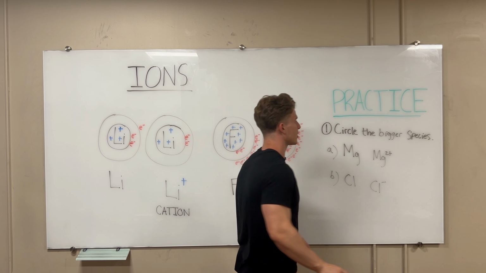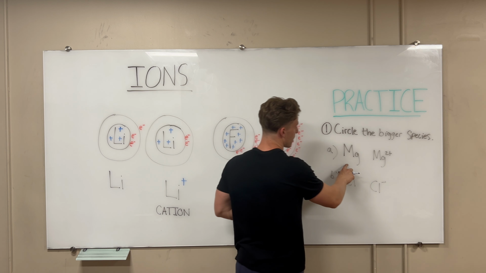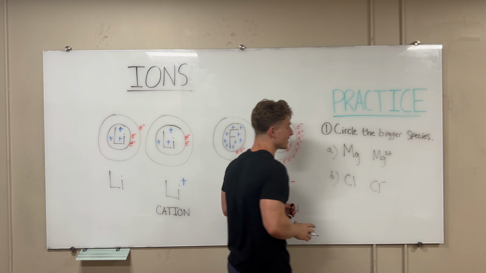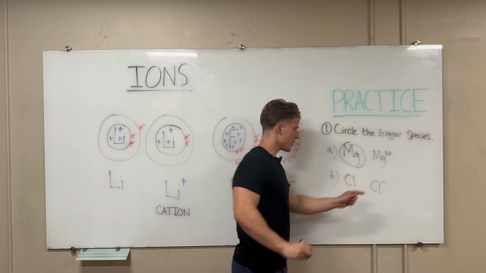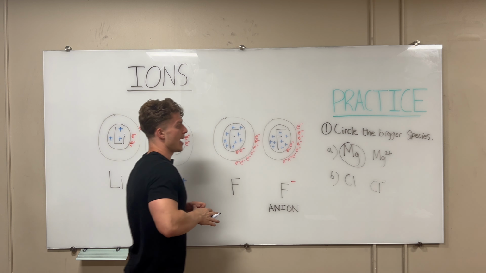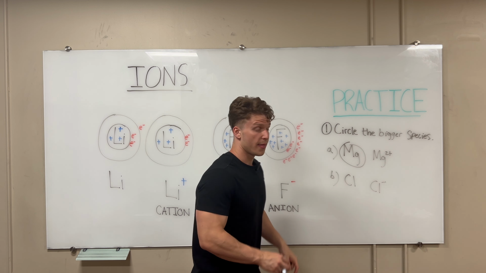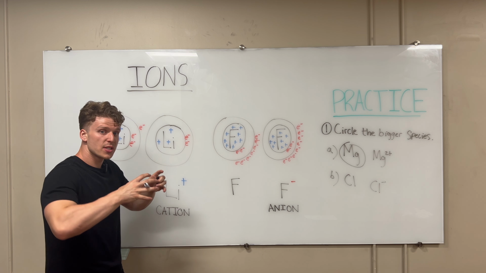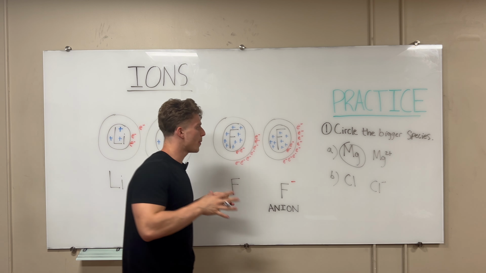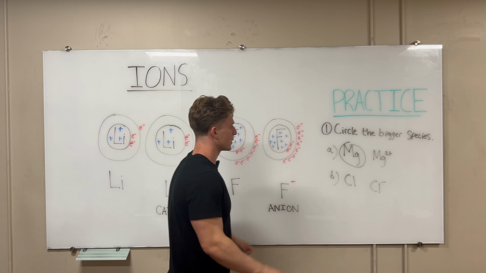So if we take a look at this practice problem, circle the bigger species. Compared to magnesium, magnesium 2 plus is going to be smaller than magnesium, right? This is a cation, right? And that means we're going to have 2 extra protons than electrons, right? So that magnesium is going to get shrunk even smaller, right? Those protons are going to overpower those smaller number of electrons and shrink the atom in tighter.